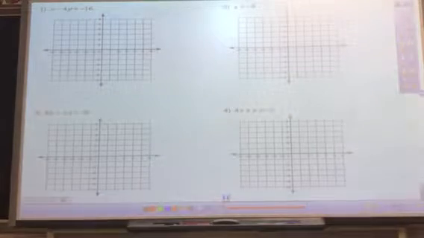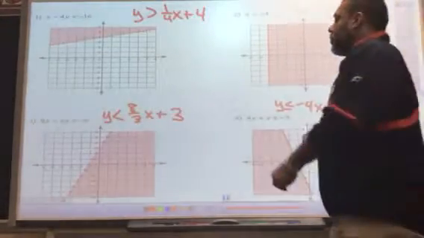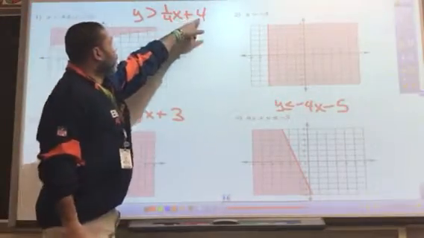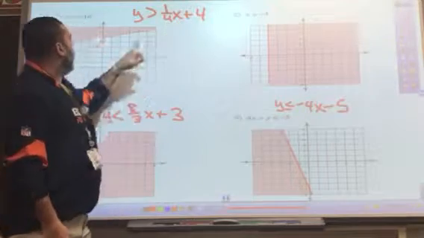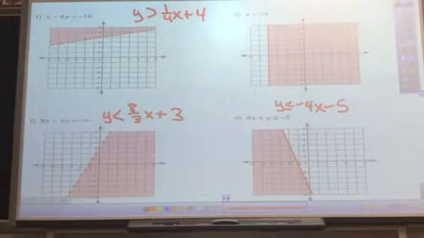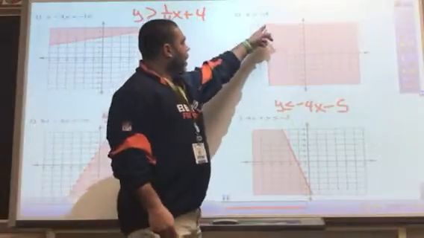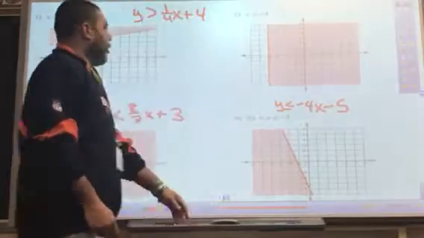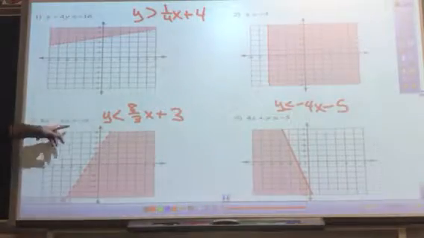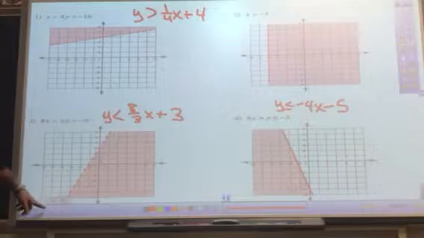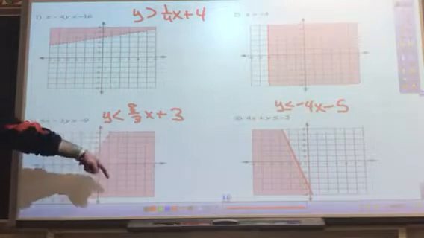All right, here are the answers. For number 1, this should be our slope-intercept form. This should be what the graph looks like, dotted line shaded up. Number 2, that's the undefined slope, dotted, it's greater than, so we're shading all those x values that are greater than -4. Number 3, that's our slope-intercept form. Okay, dotted line, shaded down.